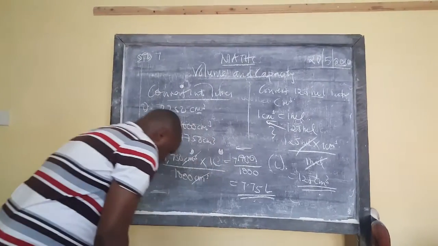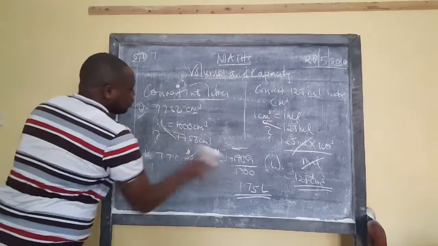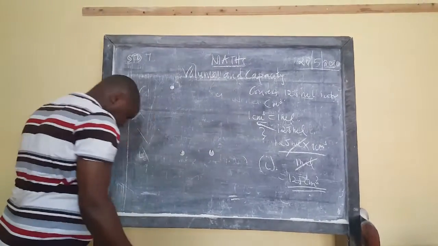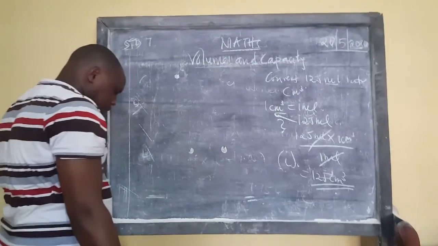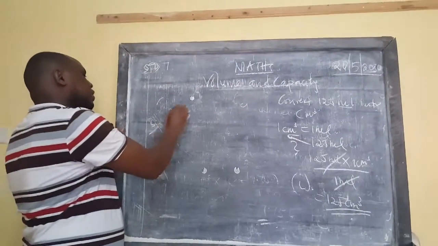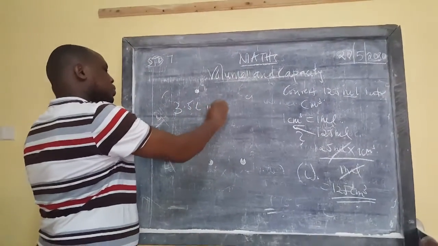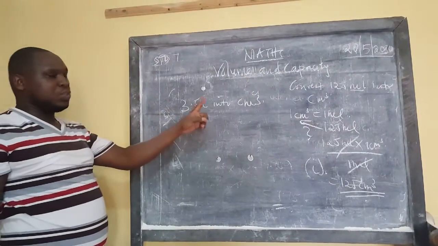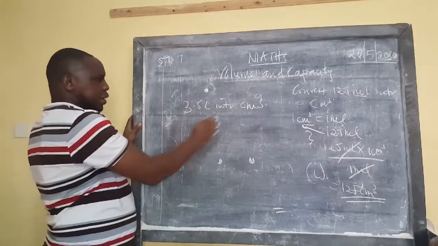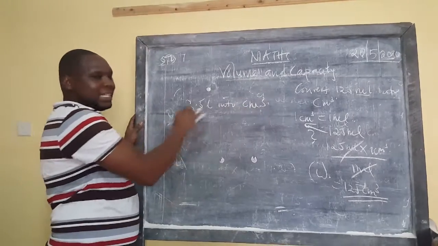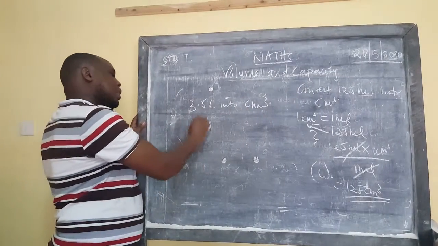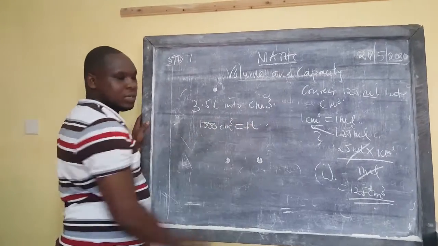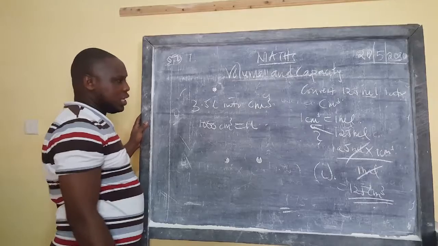Let me do another question. Convert 3.5 liters into cubic centimeters. 3.5 liters into cubic centimeters. We're going to say, now this is centimeters cubed and liters. And what do we say? 1,000 centimeters cubed is equal to 1 liter. So that's the relationship that we're going to use.